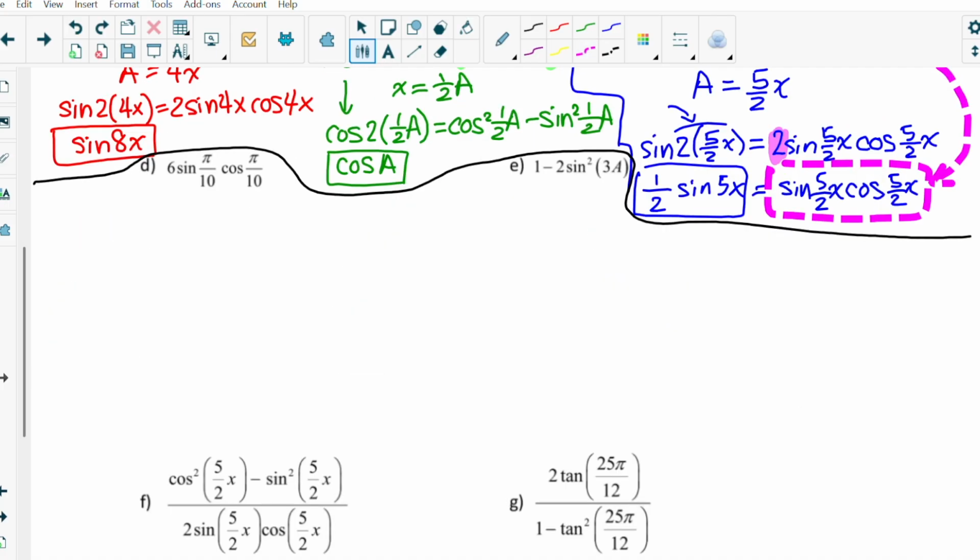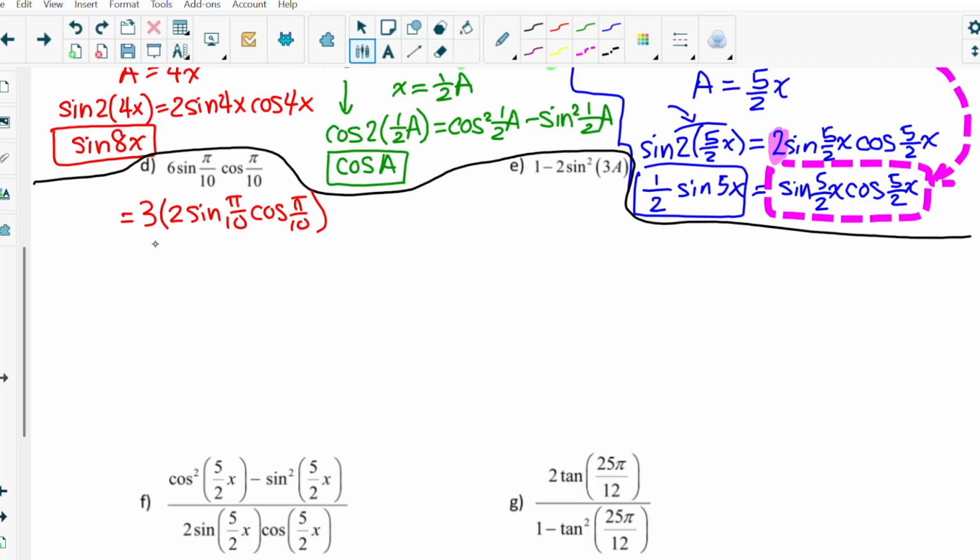Okay, letter D, example 5. We're going to continue writing expressions as a single trigonometric function. I know a lot of my double angle identities, or at least the sine version. This looks suspiciously like the sine version of the double angle identity. It starts with a 2 as the coefficient. So if I rewrite this as 3 times 2 sine of pi over 10 cosine of pi over 10, does that make it easier to see?